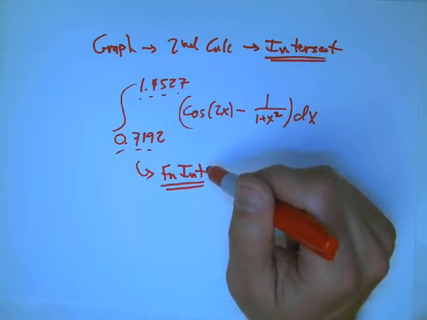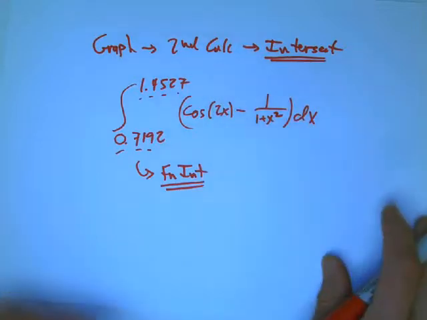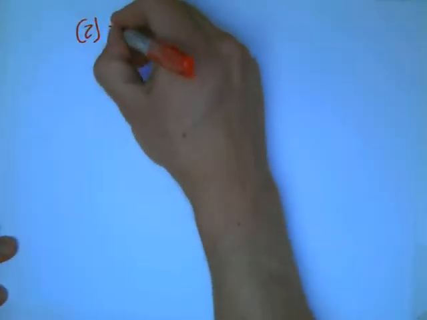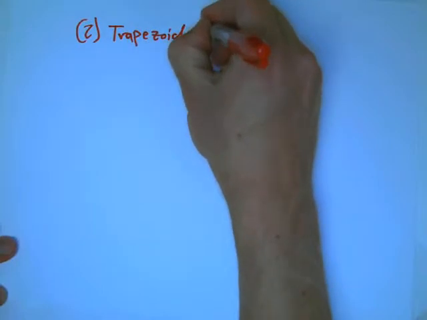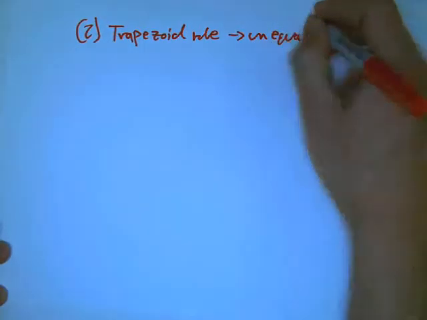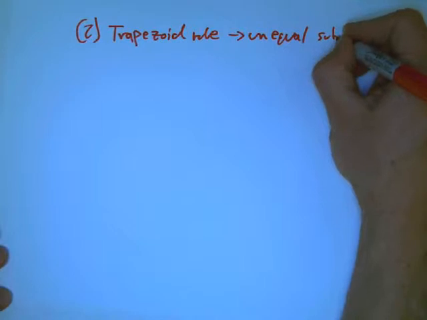Another thing that's maybe a little similar is I want to briefly mention if you have the trapezoid rule with unequal subintervals. And let me just do an example of that.